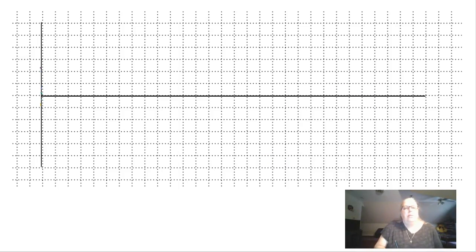Okay, let's see, we got 1 pi over 12, 2 pi over 12, that means this is going to end up being pi over 6, that's right here. 3 pi over 12, that reduces to pi over 4. 4 pi over 12, that reduces to pi over 3. 5 pi over 12, not on the unit circle. 6 pi over 12, that reduces to pi over 2. 7 pi over 12, not on the unit circle. 8 pi over 12, that reduces to 2 pi over 3.